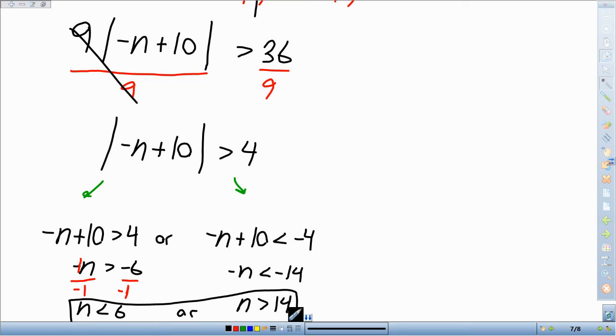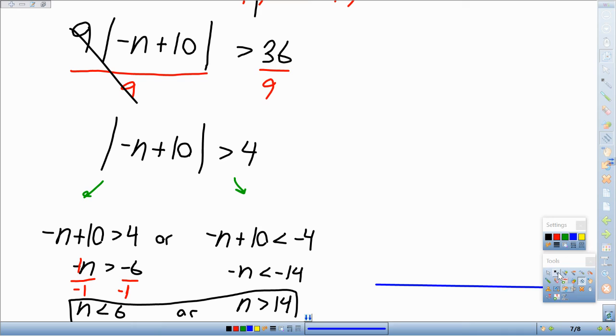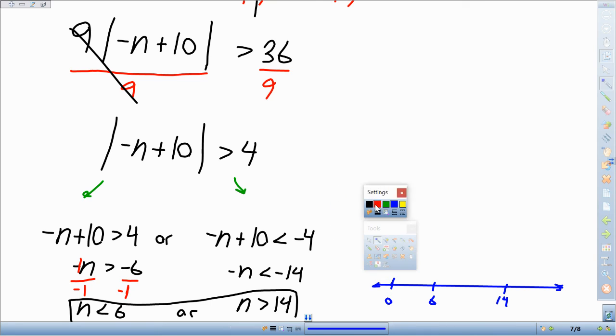Okay, so there they are. Let's get our number line. All right, so let's see, 6 and 14. Be careful, that means 0 would be somewhere over here, just to give us some context. n is less than 6, open circle to the left. n is greater than 14, open circle to the right.